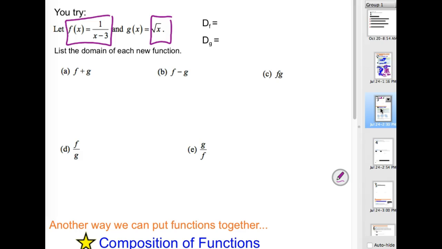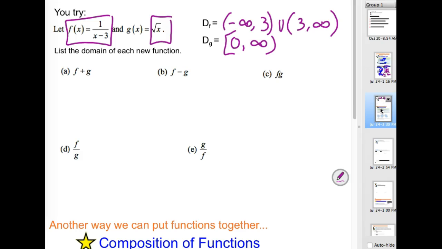All right, let's look at what you did. For function f, the only value that we can't use for x would be a 3, because if we put 3 in the denominator, it would turn into 0. So my domain for f is everything from negative infinity up to almost 3, jumping over and then going on past 3. For g of x, we have the square root of x. We cannot square root negatives, so we have to be 0 or higher. Now again, we are going to add, subtract, multiply, and divide them.